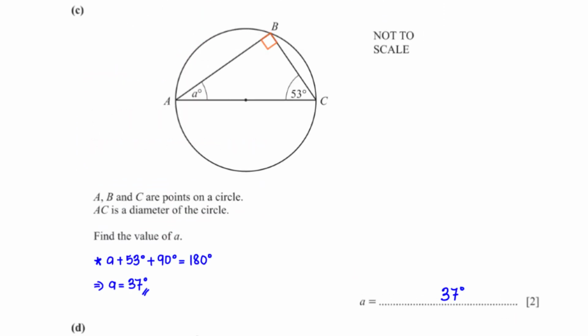A, B, and C are points on a circle. AC is the diameter of the circle. Find the value of A. An angle formed in a semicircle is 90 degrees. The sum of the angles in triangle ABC must add up to 180 degrees. So we have A plus 53 plus 90 equals 180. When we make A the subject, we get A equals 37.